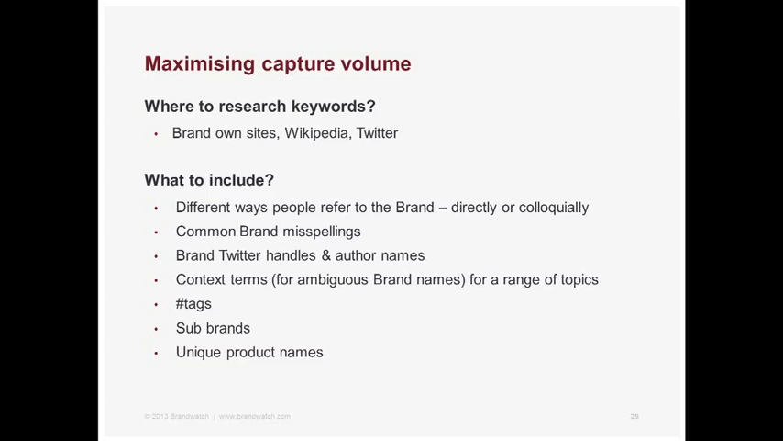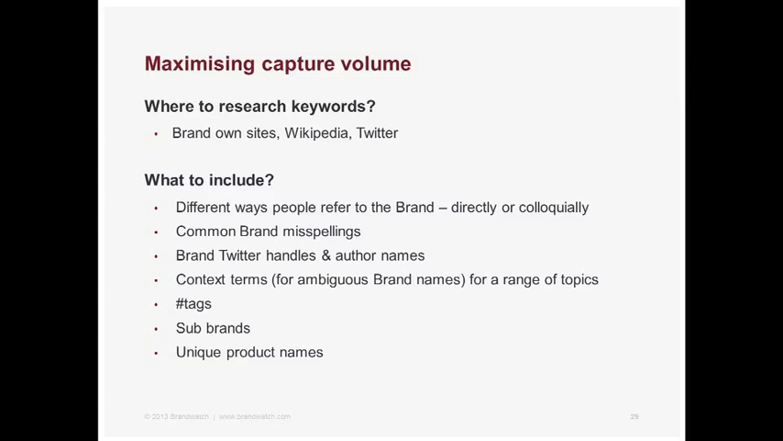And then also include any brand Twitter handles and author names. Twitter is one of the key social media platforms that people are engaging on and talking about brands on. So it's really, really important that we include the Twitter handle, if there are any for the brand you're searching for, in your search string, so that you're also capturing the conversation that's happening there. And then when you're dealing with brands that have ambiguous names, some of the top ones being Apple and Orange, for example, those brands would definitely need context terms adding to the query in order to capture relevant mentions.